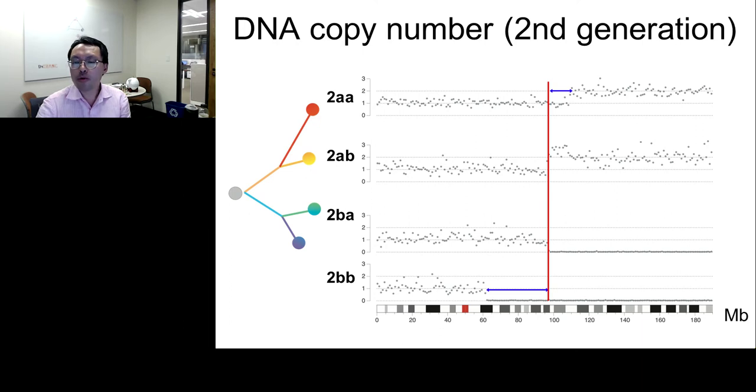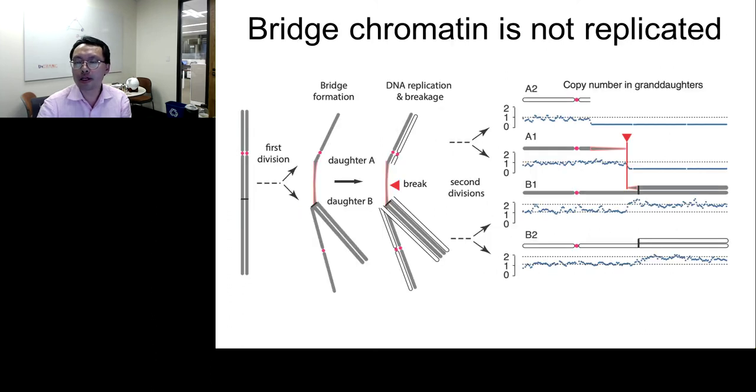And the explanation for this observation is that the bridge chromatin is not fully replicated. Shown here is a schematic view of this explanation. So the 2 sister chromatids underwent the first cell division. Part of the chromatid was in the bridge. This part of the bridge was not replicated, even though the rest of the 2 chromatids are both replicated completely.